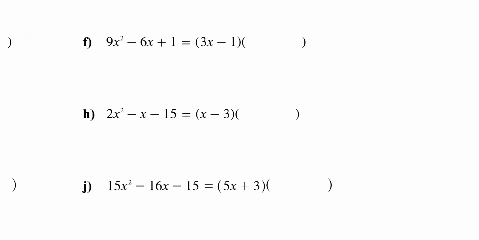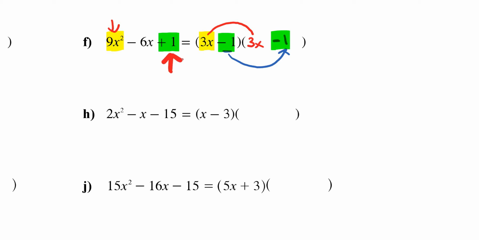Okay, moving on to letter F. I have a 9x squared. I have a 3x. So 3x times what will give me 9x squared? Well, that's going to be a 3x. And then my last term is a 1. So negative 1 times what will give me a positive 1? Well, that's going to be a negative 1, right? So a negative times a negative gives you the positive 1. So 3x minus 1 goes in the bracket.